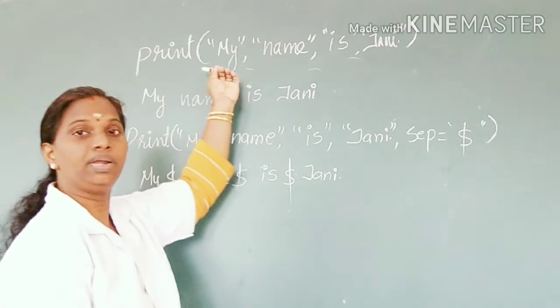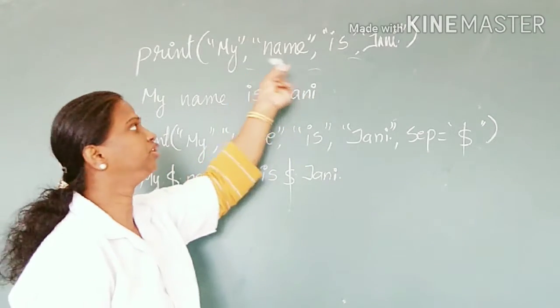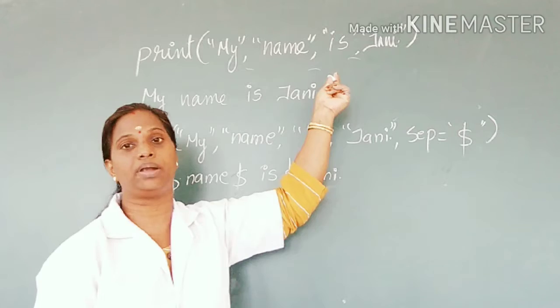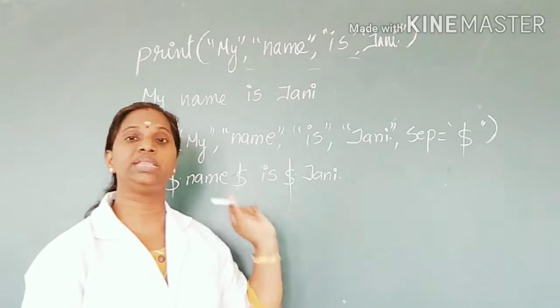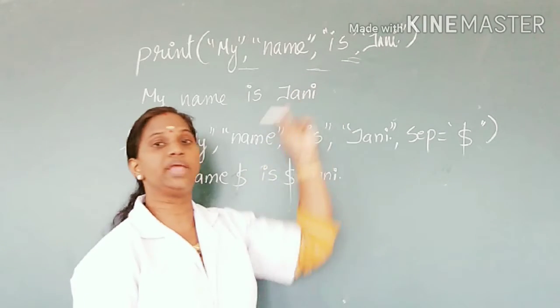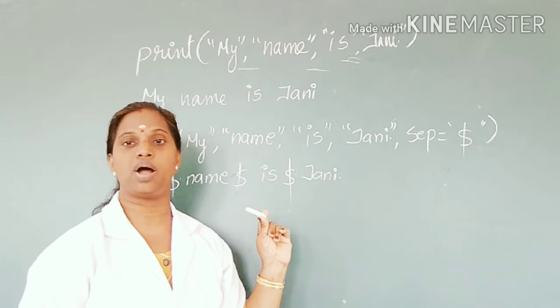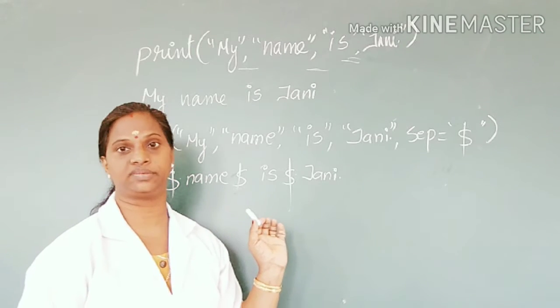See the first example, print "my name is Jan". See here: 1, 2, 3, 4 words are given in between double quotes, and all the words are separated by commas. In the print statement, all objects should be separated by commas.